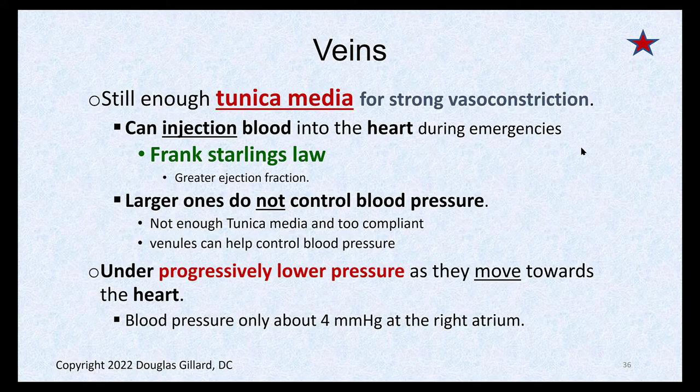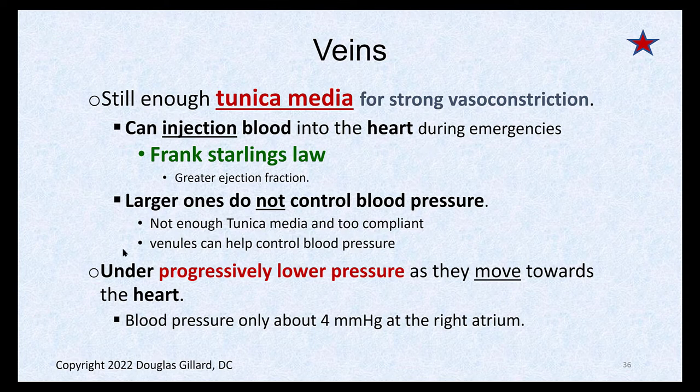But if a tiger comes running into the room, sympathetics go off. There's enough tunica media in veins to cause a massive vasoconstriction and send a huge glob of blood heading into the heart, which stretches the heart. The heart responds by squeezing that blood through the lungs and into the left heart. Therefore, you're in fight or flight. You're ready to fight the tiger or try to run away from the tiger. That wouldn't be possible without capacitance.